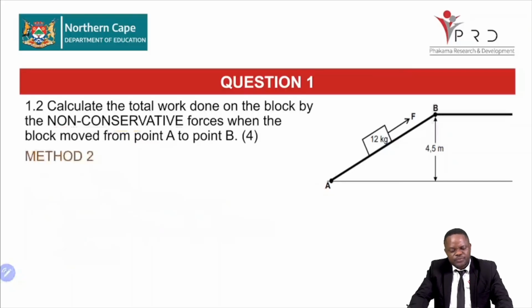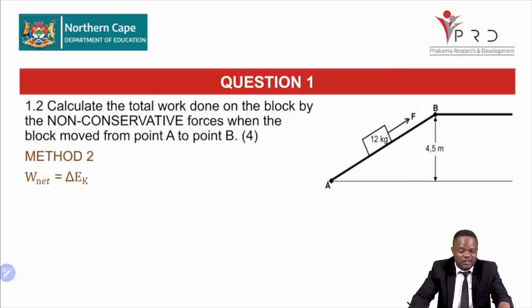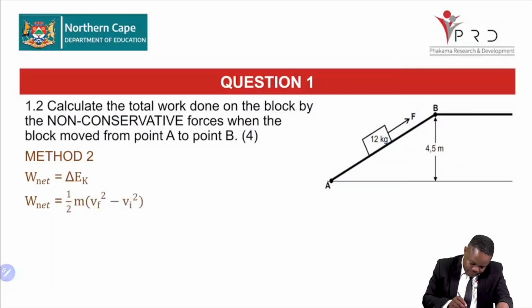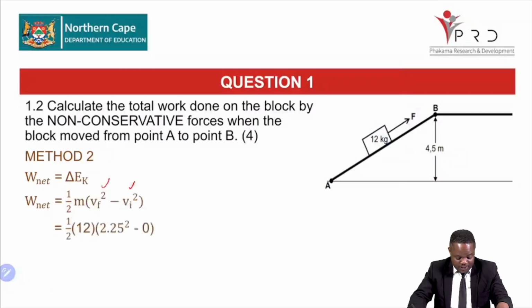Method 2. What can you do there in that case? What do we know? We know that the net work, are you seeing the difference now, grade 12s? We're not talking about the work done by the non-conservative forces, but we're saying the net work that is done is equivalent to the change in kinetic energy of our object. The change in kinetic energy is half m (final velocity squared minus initial velocity squared). And we're getting a value of 30.38 joules, right?